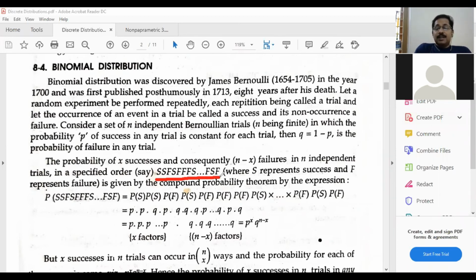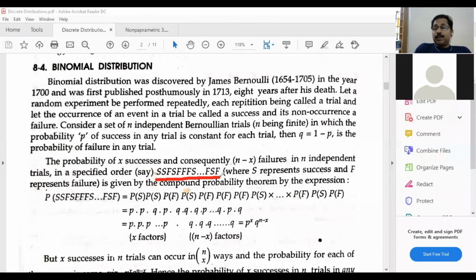Then our problem is to find the probability of, suppose you are tossing the coin a fixed number, 10 times, then you want to find the probability of x taking 5. That means your success is 5. How to find the probability of getting 5 successes? Such probabilities we can find using the binomial distribution.